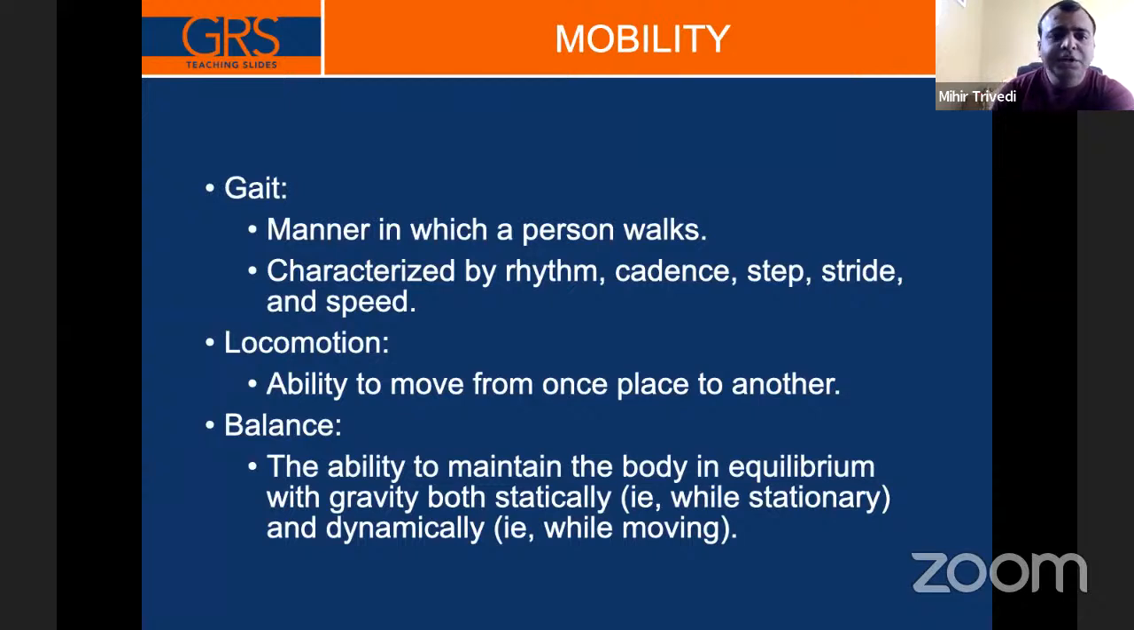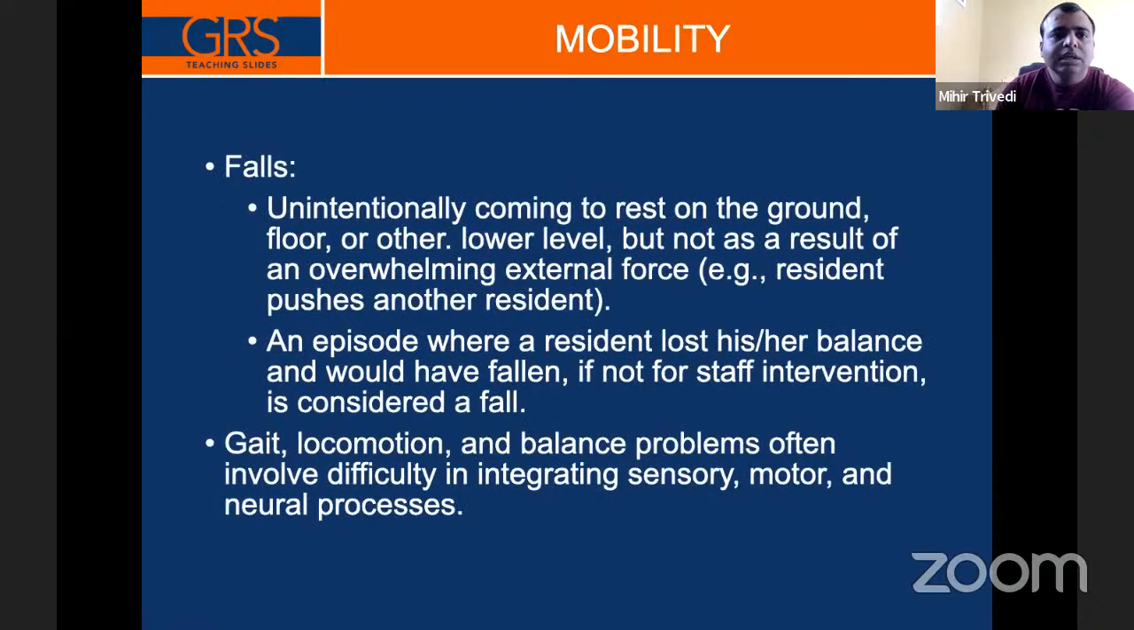Locomotion is the ability to move from one place to another, which can be by walking, or wheeling or propulsion in a wheelchair. The next one is balance, the ability to maintain the body in equilibrium with gravity, both statically, that means while stationary, or dynamically, that means while moving. And next one is falls.